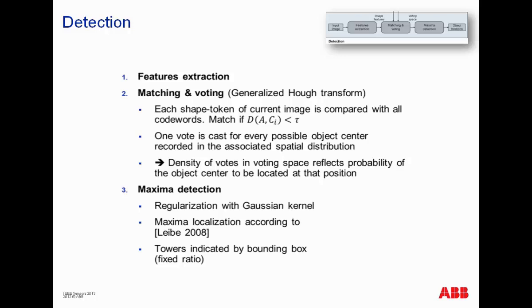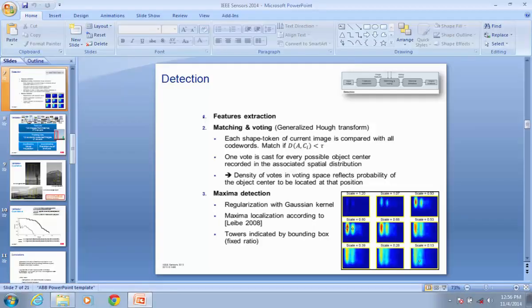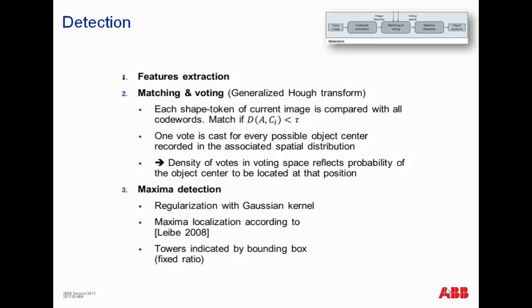So first, each shape token of the current image is compared with the code words, so with the ones that we have in our reference set. And if the distance between the two is inferior to some threshold, then we detect a match. Once we have a match, I think it's somehow blocked, so I briefly have to restart the presentation here. The animation doesn't work for some reason.